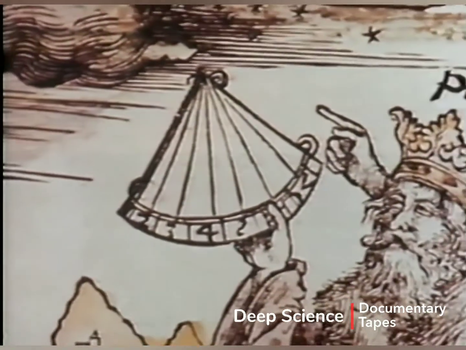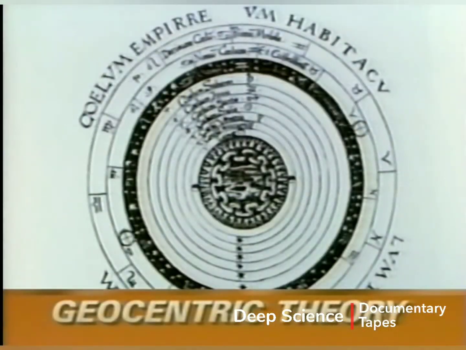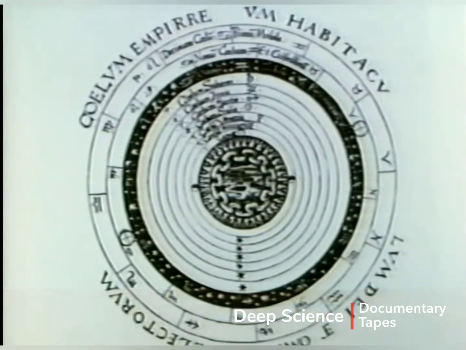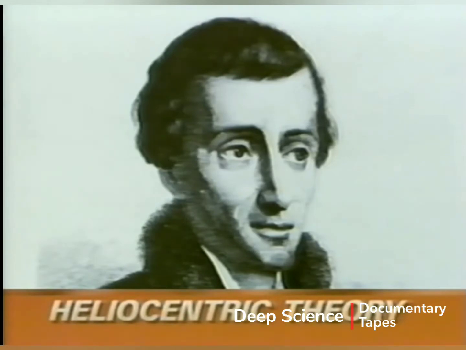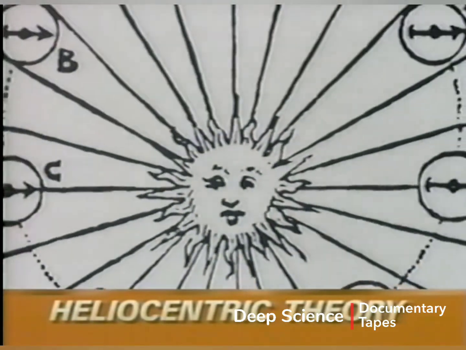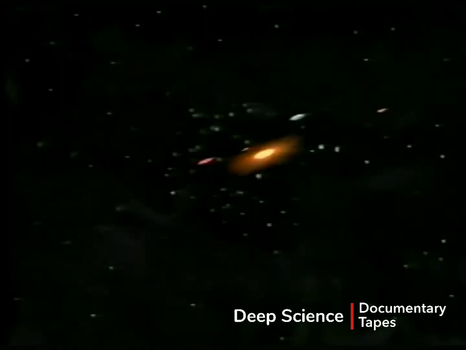Later, about 150 AD, Ptolemy presented the geocentric theory, the belief that the Earth is stationary at the center of the universe, with the sun, moon, stars, and planets revolving around it in complex orbits. In the 1500s, Nicholas Copernicus of Poland presented the heliocentric theory, the belief that the Earth revolves around the sun as it rotates on its axis.